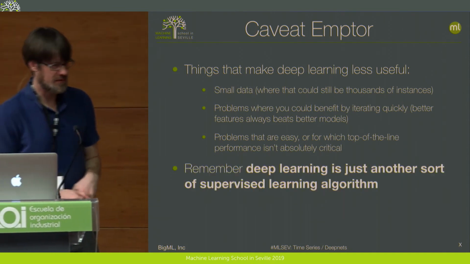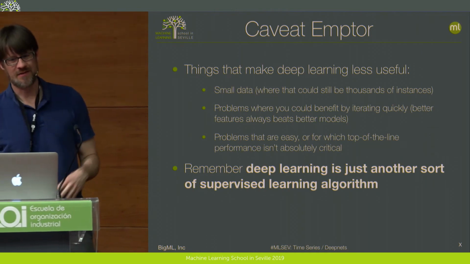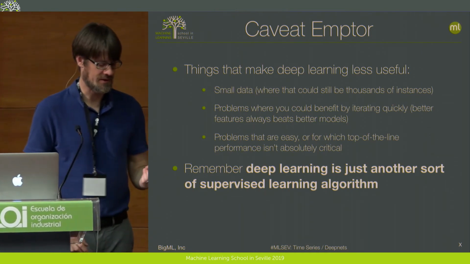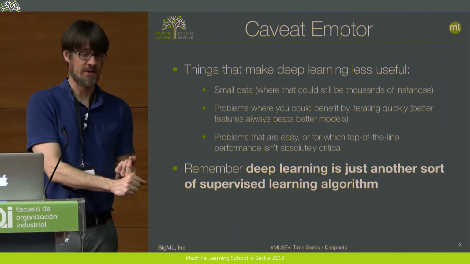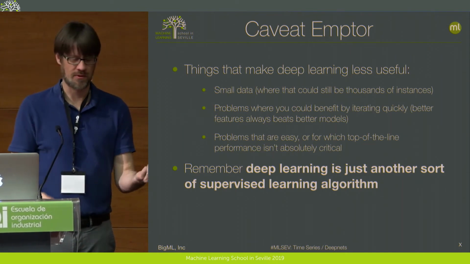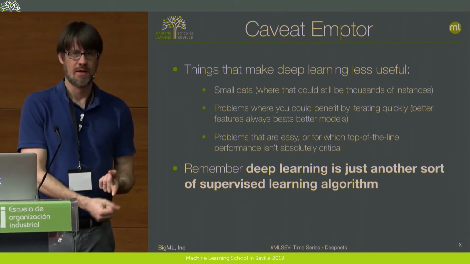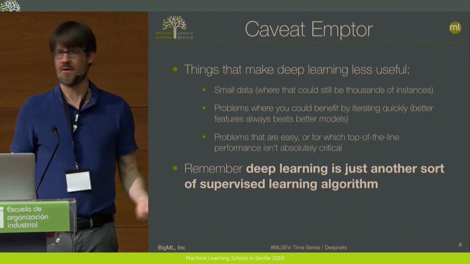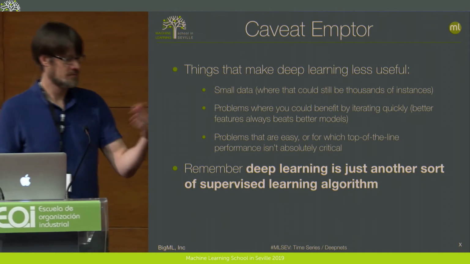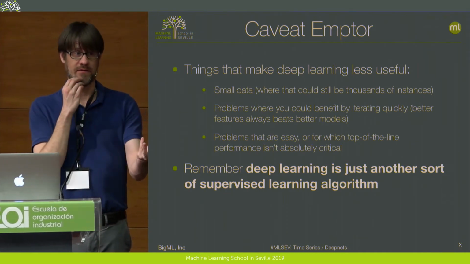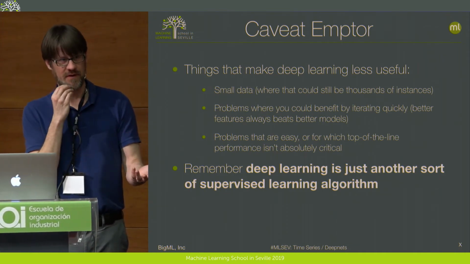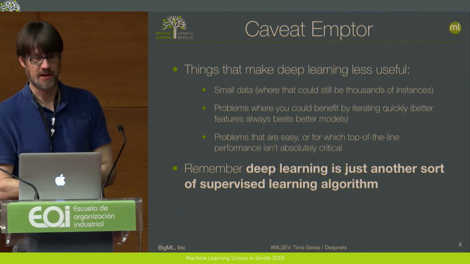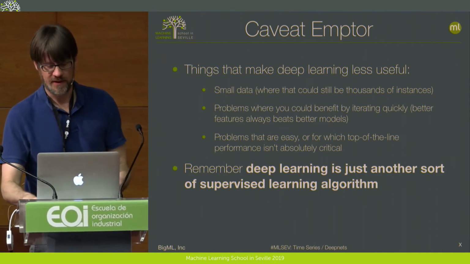The big takeaway to remember about deep learning is that it's just another sort of supervised learning algorithm, so you should be evaluating it as such. If you need it to go fast, deep learning may not be for you, again, unless the performance increase justifies the decrease in speed. If you're making tens of thousands of predictions per second, as some of our clients are, deep learning just isn't fast enough for you. Again, it's just another supervised algorithm. It can always be swapped out for the thing that's faster.